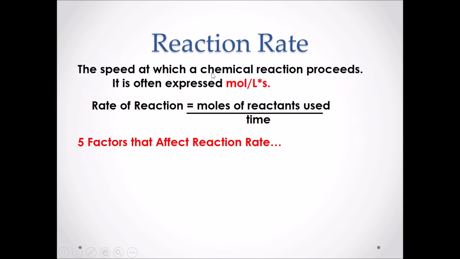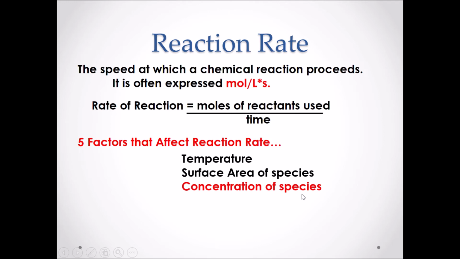Remember, reaction rate is the speed at which a chemical reaction proceeds and is typically measured in moles per liter times seconds. Therefore, our equation is rate of reaction is equal to the amount of reactants being used divided by the time. And again, the 5 factors that affect reaction rate are temperature, surface area of the species, concentration of the species, nature of the reactants, and the addition of a catalyst.